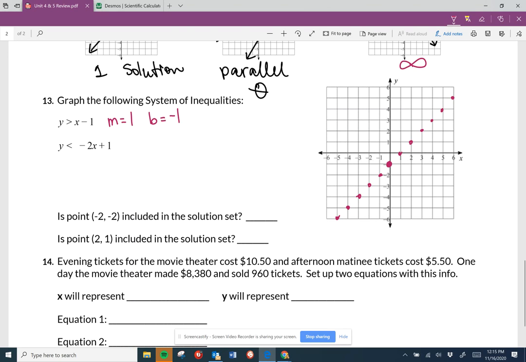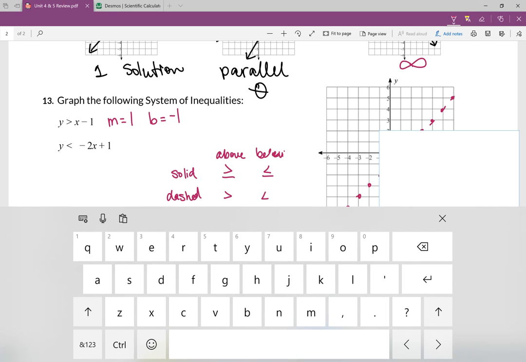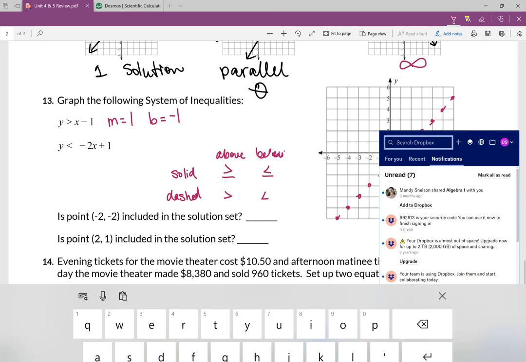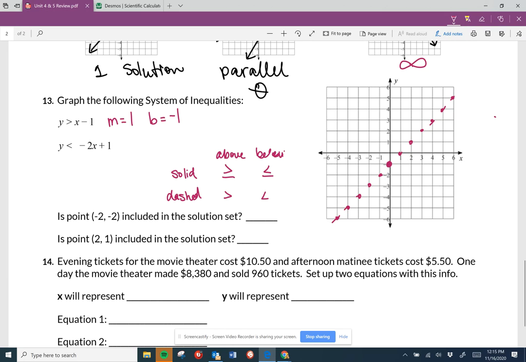Now remember, okay, if I have my above and below, and then my solid and my dashed, this is going to help me know how to shade my graph. Okay, so this symbol right here, I can see that's shaded above and it is a dashed line, which is important because I need to know that before I go ahead and do this. So I need to go ahead and dash this in right here.